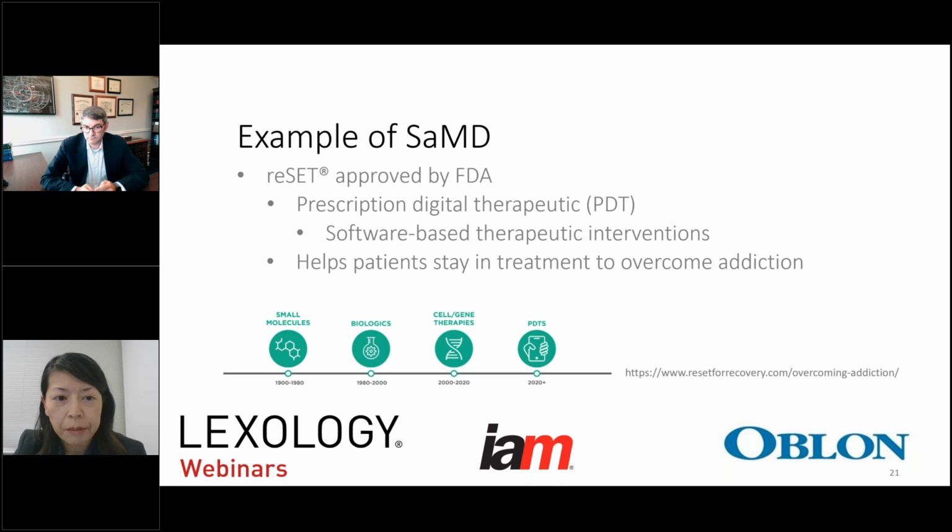Okay, so I wanted to give you an example of software as a medical device. I have Reset, and there's also Reset-O, approved by the FDA. It's developed by Pear Therapeutics. They call it a prescription digital therapeutic. This application is for patients with substance use disorders.